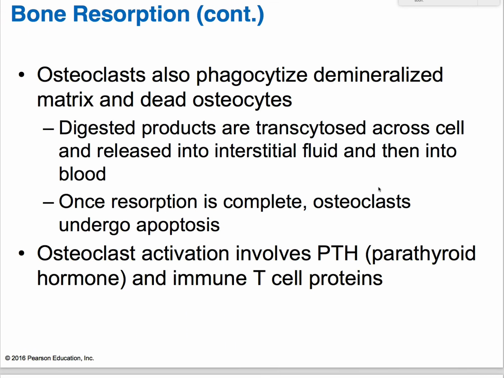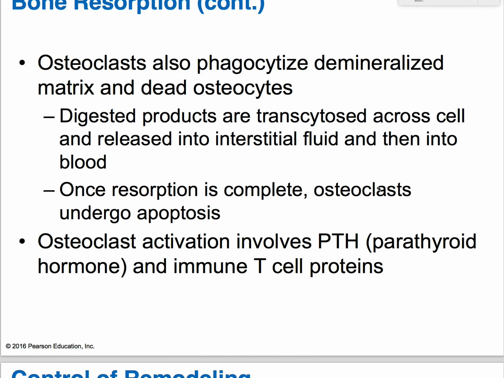Osteoclasts are also phagocytes of demineralized matrix and dead osteocytes. The digestive products get transcytosed across the cell and released into the interstitial fluid. From the interstitial fluid, they then go into the blood. Once resorption is complete, osteoclasts end up dying. They undergo apoptosis, which is programmed cell death. These cells end up committing suicide, think of it like that. Osteoclast activation includes a couple of things. One involves a protein that's secreted by the T cells of your immune system. In addition, parathyroid hormone also plays a role in activating these osteoclasts.